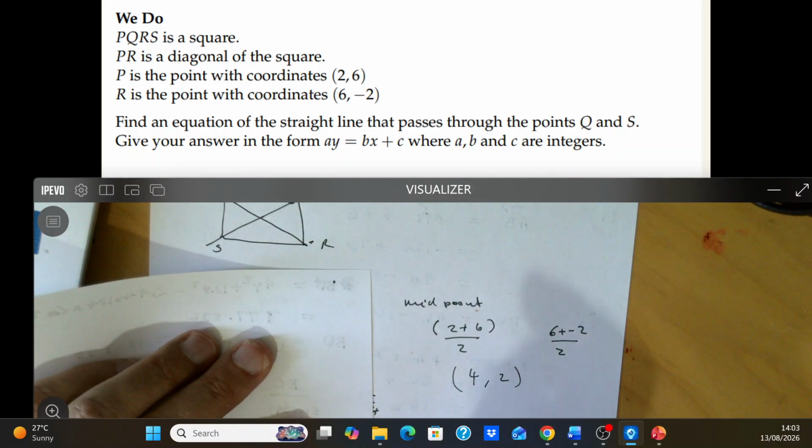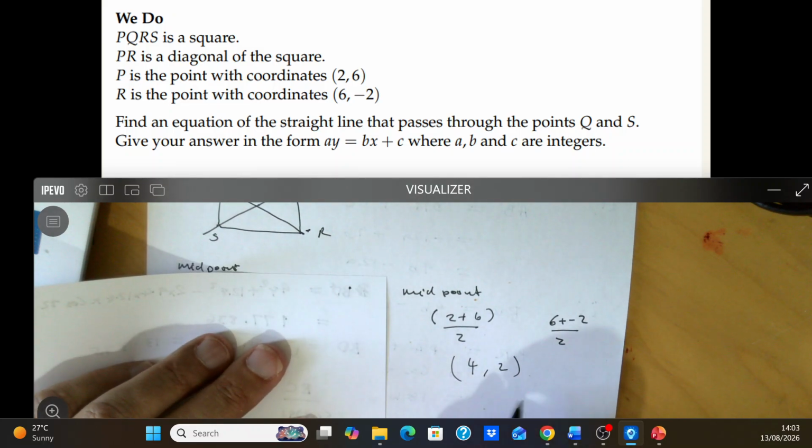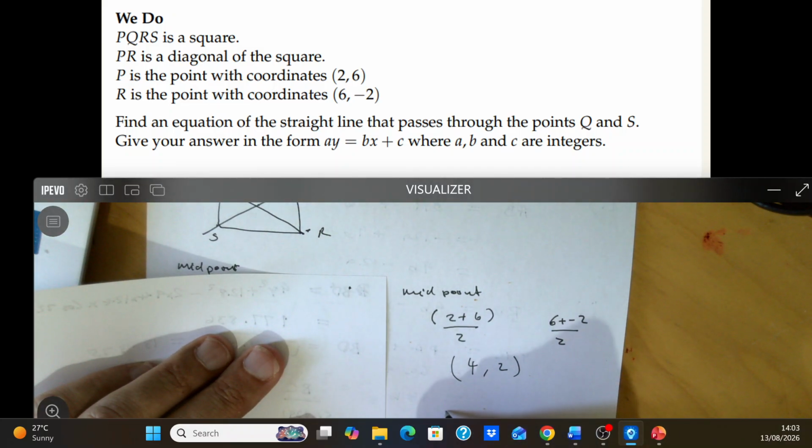There's a point on the line. We know a midpoint, so we know a point on the line. What did we also need to find about the gradient P to R? So find your gradient, write your calculation down.